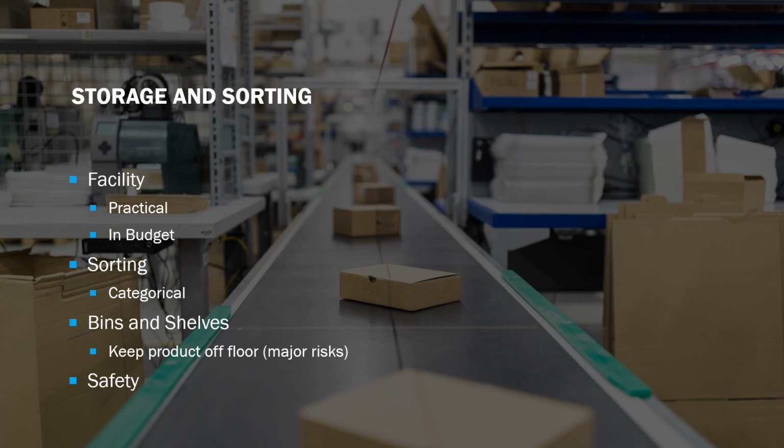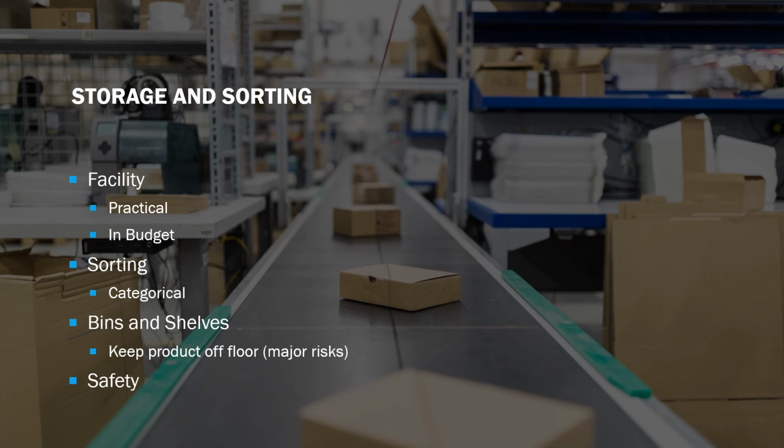Next is storage and sorting. Your facility must fit the inventory that you are storing. It must be practical with the stock size, weight, and materials. Smaller stock means that you will need smaller shelves and less walking room. Bigger stocks mean that you will need bigger shelves and more walking room. Your facility needs to be in your budget. That is one of your most important assets.